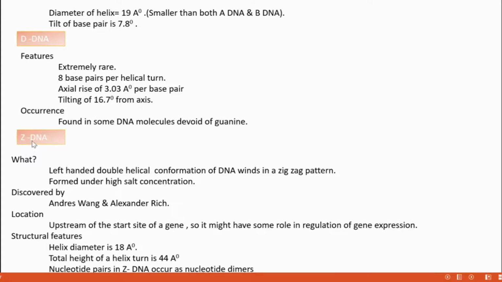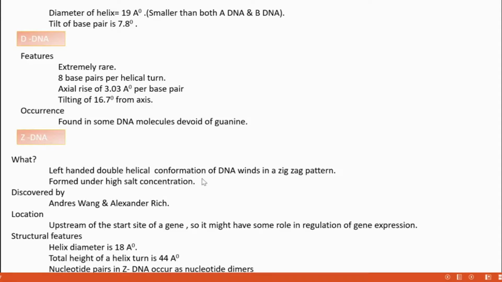Then coming to the last one, that is Z-DNA. DNA acquires this Z-DNA form under high salt concentration. When the salt concentration is high, in that situation DNA exists in Z-DNA conformation. Then it is left-handed. That is very important. All the other types are right-handed. This is a left-handed conformation, and also the bases are arranged in a zigzag pattern. It is very easy to understand the difference from B-DNA.